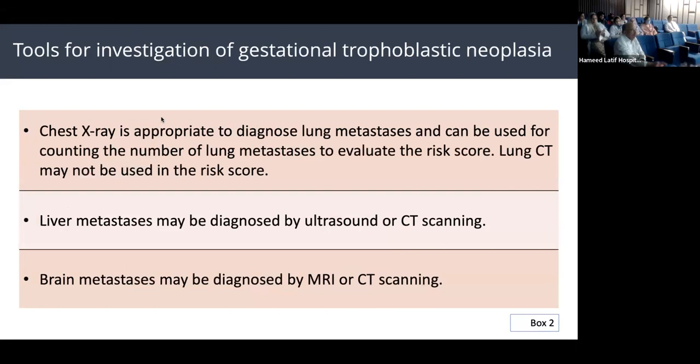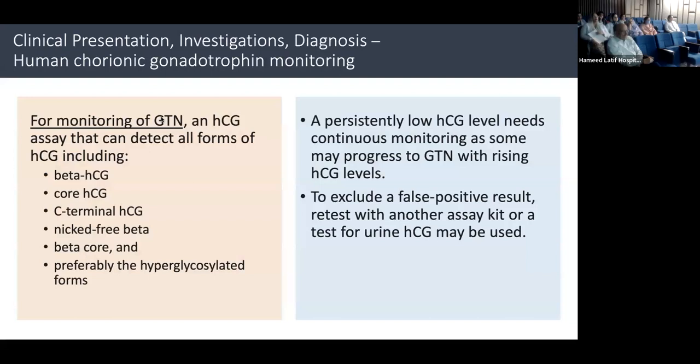These are the investigations. Chest X-ray is appropriate to diagnose lung metastasis and can be used for counting the number of lung metastases, which look like a cannonball pattern. Liver metastasis by ultrasound or CT scanning, and brain metastasis by MRI or CT. For monitoring, beta-hCG or core ECG, we wouldn't have them available, but beta-hCG would be quite enough.